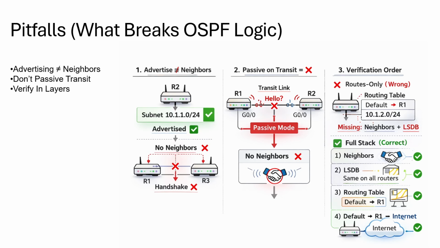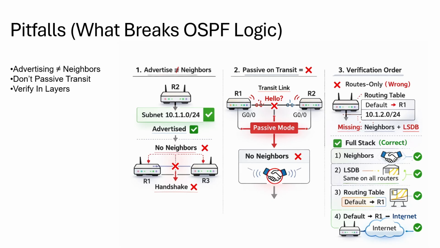Common mistakes that break this logic. 1. If I advertise a network, I automatically form neighbors on that interface. Not necessarily. You can advertise and still prevent neighbor formation using passive interface. 2. Making a transit link passive. If you make a router-to-router link passive, hellos stop. No hellos means no neighbors, and no neighbors means no LSDB sync.